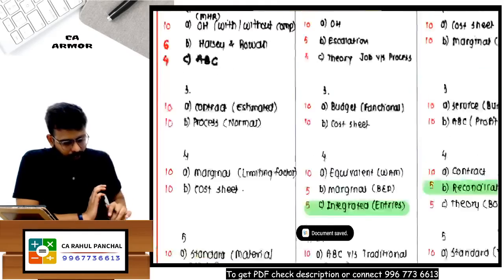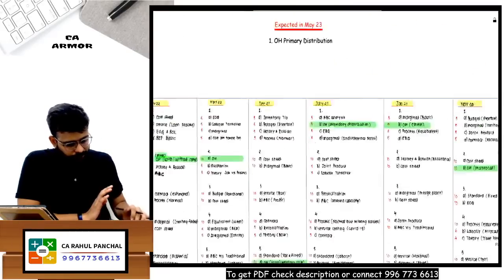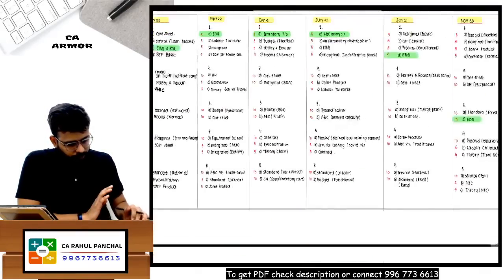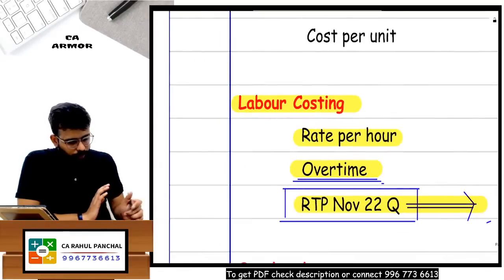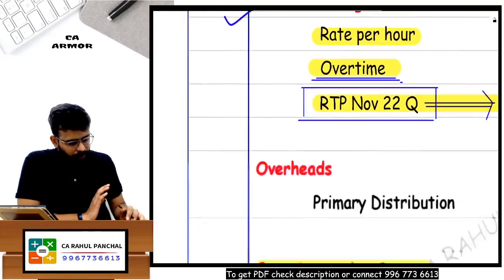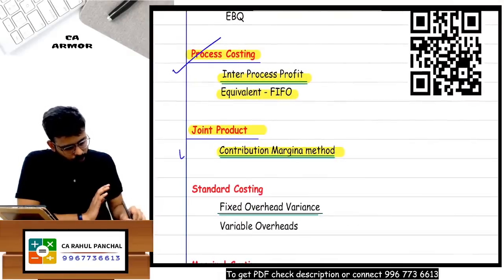Now understand. So this is something that we have done, which is this part. After doing this, we are done with this. Integrated, non-integrated. So this is done. The material part is done. The cost accounting system is done. Process costing is done. Joint product is done.